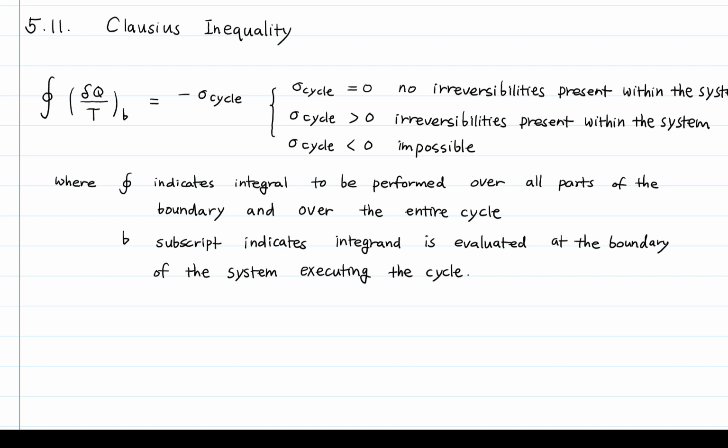The circle with the integration symbol indicates the integration over the entire cycle. Delta Q is a differential amount of heat transfer at any point. The integration of delta Q is the sum of all the differential amounts of heat transfer over the cycle. And T is the absolute temperature at the point of heat transfer. The Clausius inequality is applicable to any cycle, reversible or irreversible.